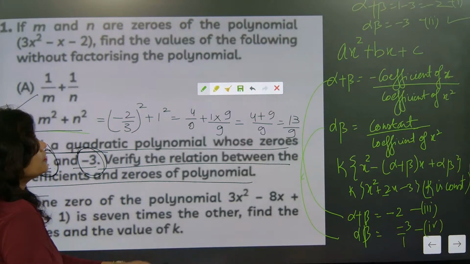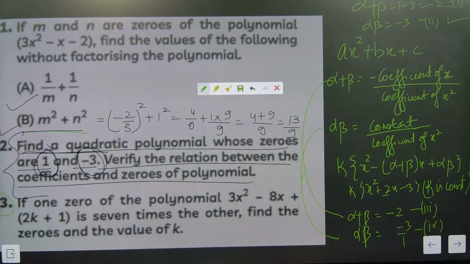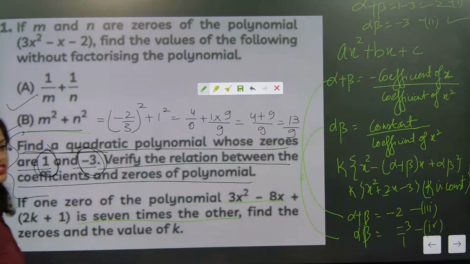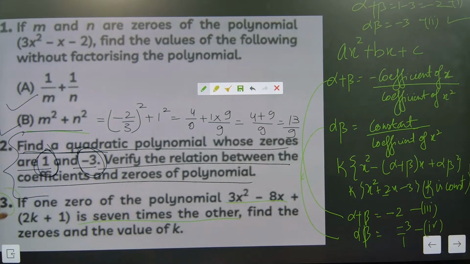So now look here. Shall we go for the next one, please? The last question here is question 23. If one zero of a polynomial is 7 times the other, just like the question we have solved, if one zero is 4 times the other. So everybody start solving this question.